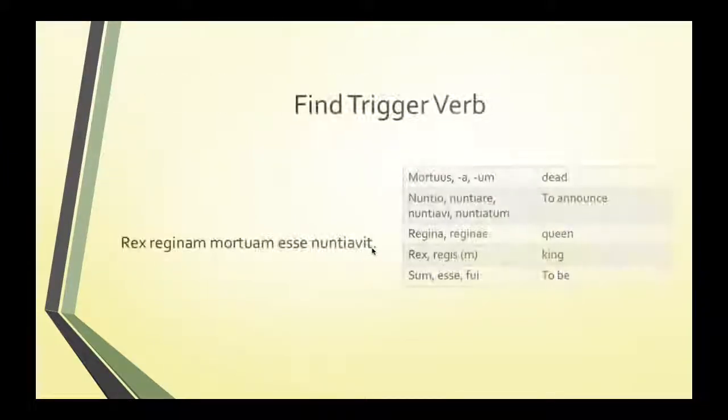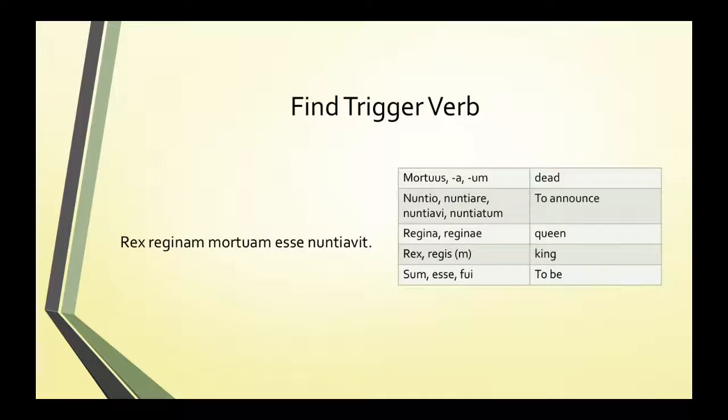Let's go on to look at a new sentence. Rex reginam mortuam esse nuntiavit. Can you find the trigger verb? If you said that nuntiavit is the trigger verb, you are correct. Notice that it ends with T, and that gives us a clue about its subject. What is the subject? He, she, it. But remember that he, she, it can also be a noun. Notice that rex, which is in the nominative case, is separated from the verb nuntiavit. But because it is in the nominative case, it is actually the subject of our verb.